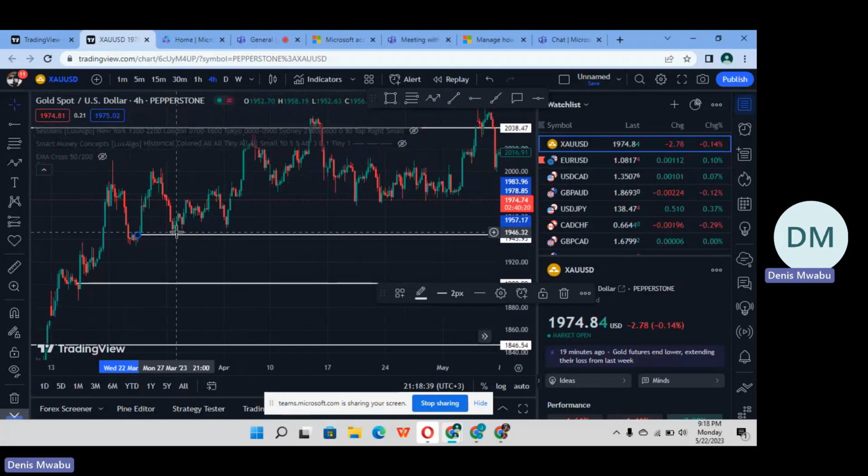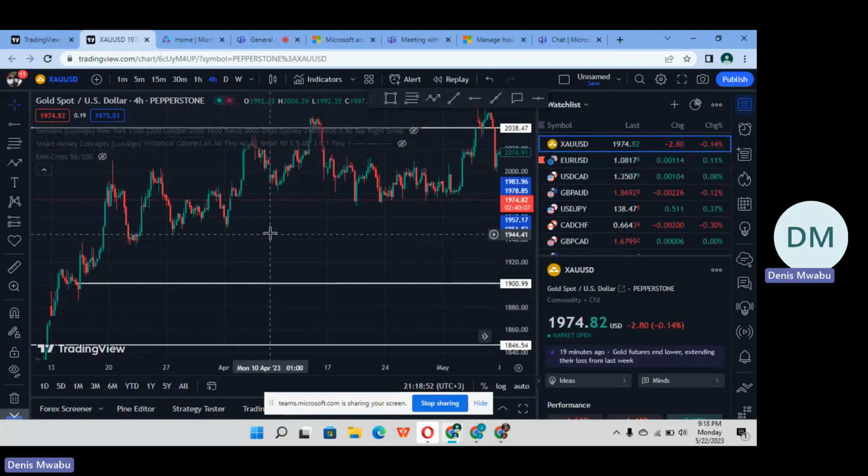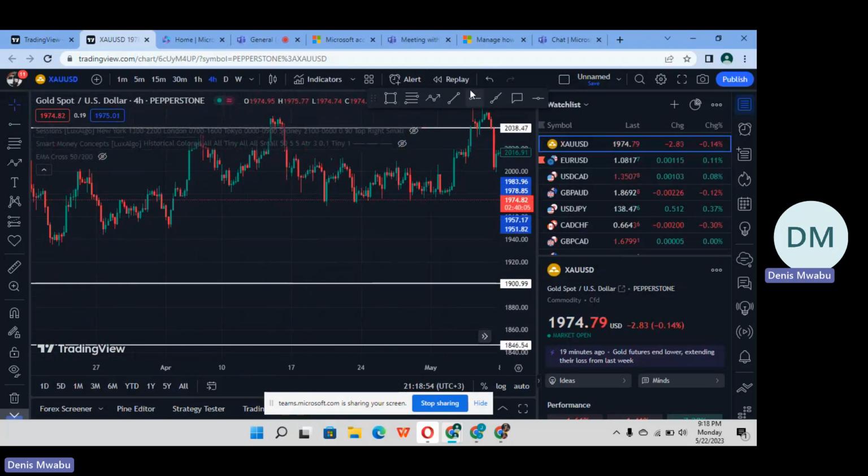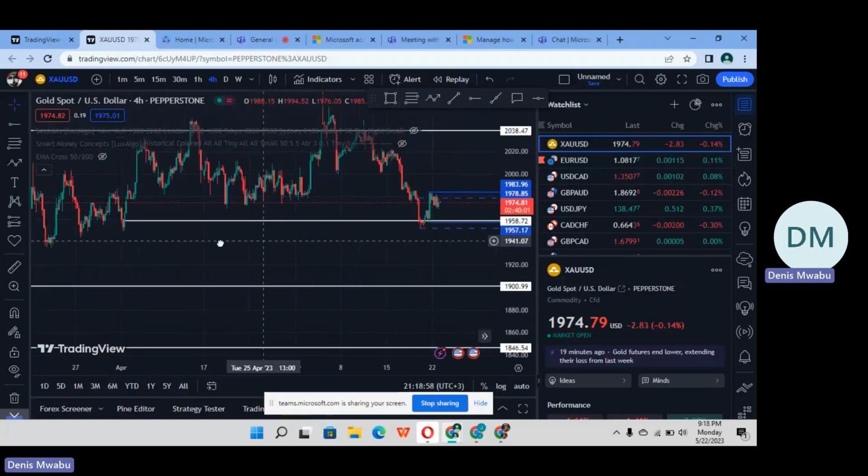This also is a demand zone, but you can see gold came and touched it. You see why I'm telling you support and resistance zones do not really give you exact entries. Take a look at what gold did. Gold came down, touched this demand zone, and gave us this whole move. So this one has already been used, so I'll delete it. I can see this one here. This one has actually not been used.